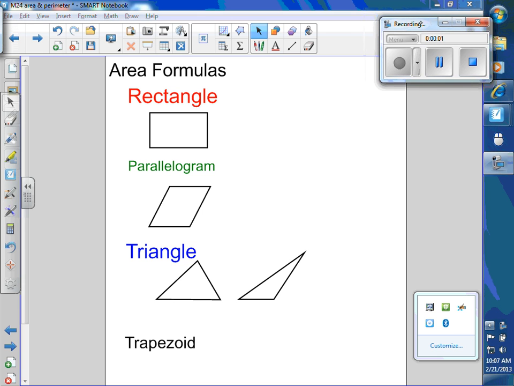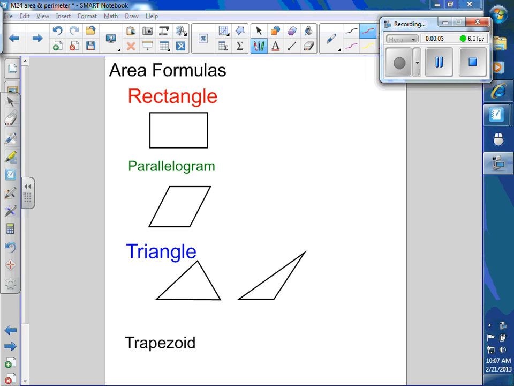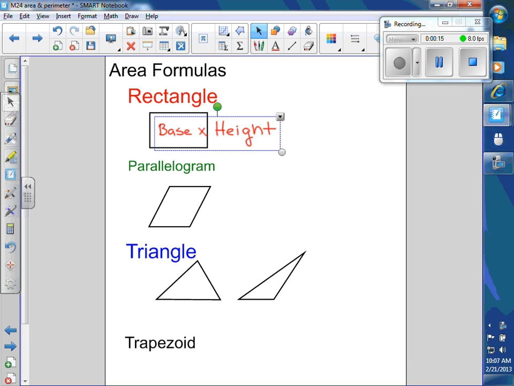Go through a quick formula review. For area, you just do base times height here. So base times the height, and that's going to give you the area.